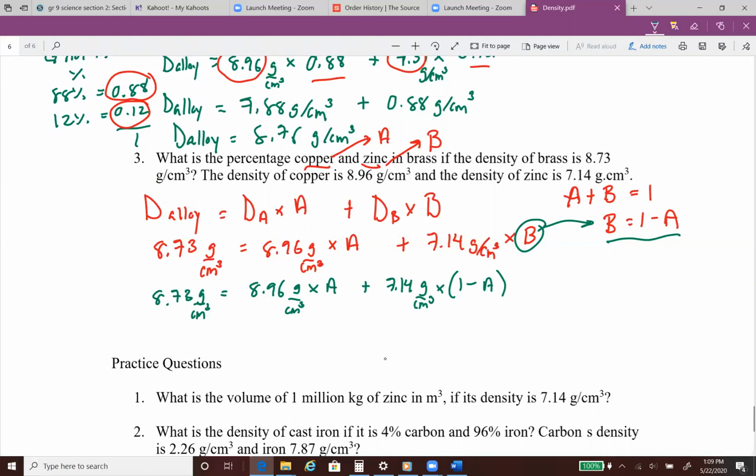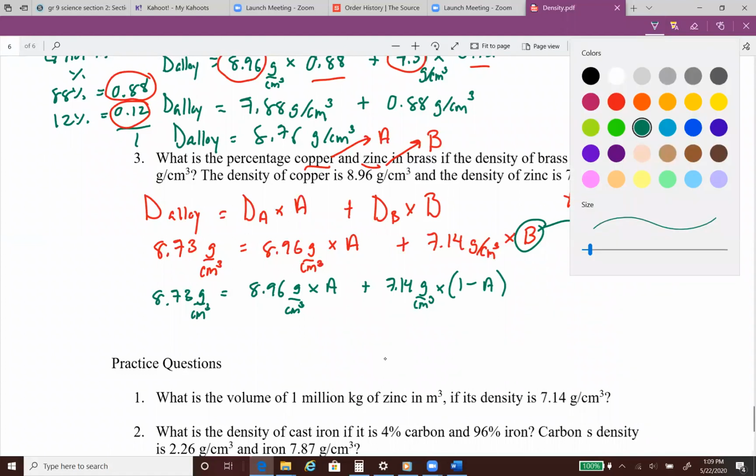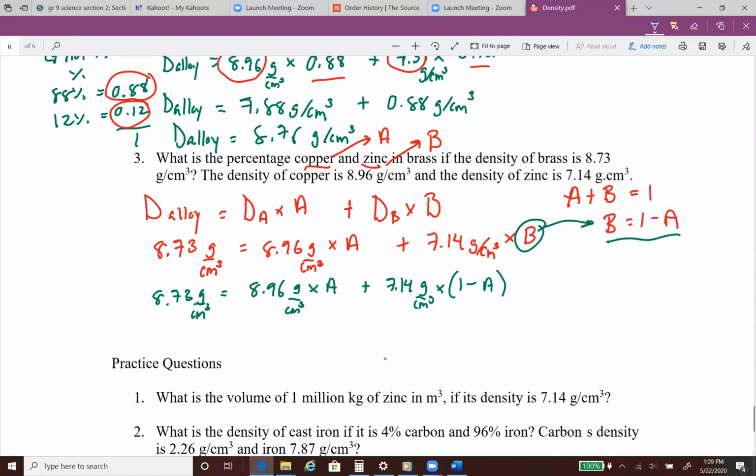Now, by doing that, you'll notice that we only have one unknown in my equation, and it's only the letter A. There's no two unknowns anymore, just one. So now what we can do is expand it out. But I'm just going to make this a little bit cleaner so you can see it nicely. I'm going to eliminate the units, because we don't need them. We're just looking for what is A.